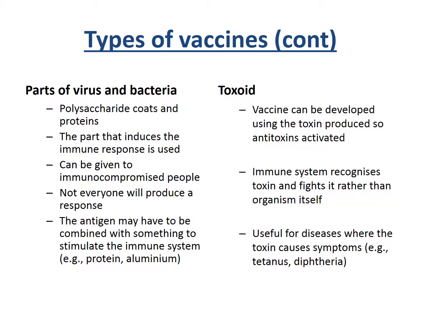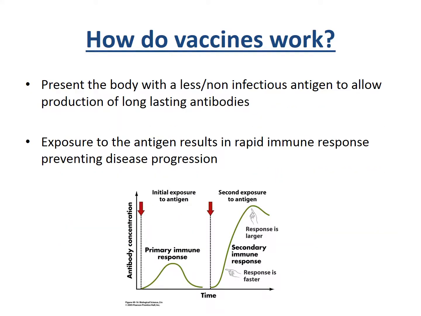Everyone cool? All right. So vaccines work by presenting the body with a less or non-infectious antigen to allow production of long-lasting antibodies. So when you are exposed to an antigen initially, you have a primary immune response. That's usually quite small. It can be variably successful in attacking or fighting off the disease, but usually if the disease doesn't kill you, you get better and you keep moving on. What happens then is the next time a secondary exposure to that antigen occurs and you've got a secondary immune response, the response happens faster, there we go, and then it's also larger.